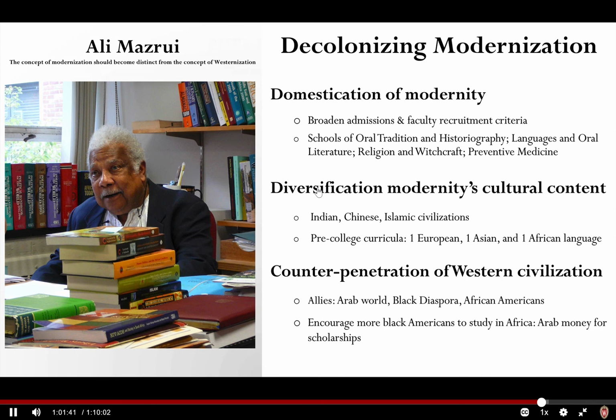Then lastly, he suggests that we should counter-penetrate Western civilization. One way to do that is to build alliances with the Arab world, the Black diaspora, the African Americans, for instance. Try to encourage these populations and these people to actually come to study in Africa, not just short-term study abroad, but degree granting programs where they come on long-term to study and build those interactions and engagements between those communities as part of counter-penetrating Western civilization. I think this offers an exciting possibility for rethinking African higher education.